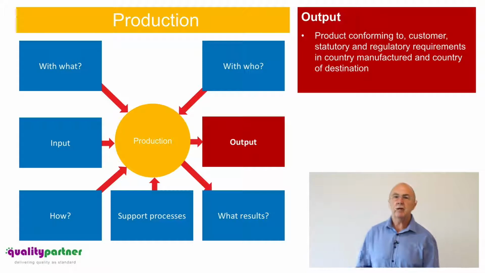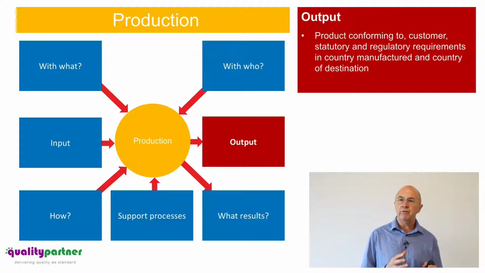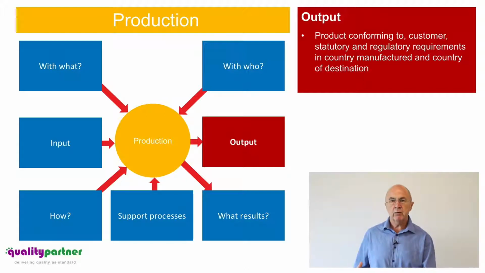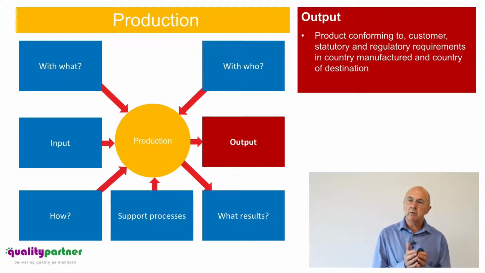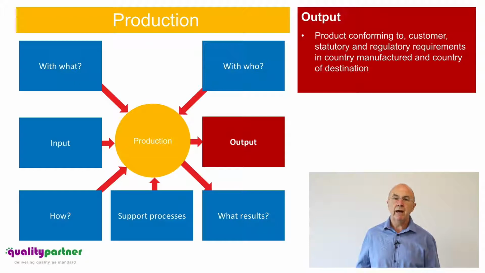So now let's take a look at the output of production. So obviously the key output is that we have product conforming to customer requirements, statutory requirements, regulatory requirements, both in the country that we're manufacturing the product and the country of destination of the product, if we know that.